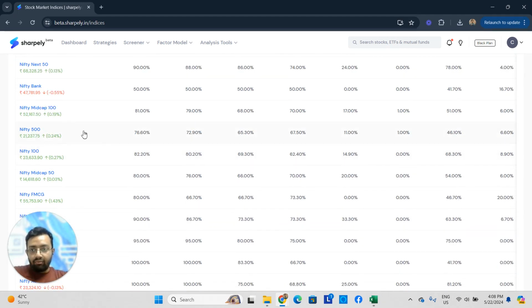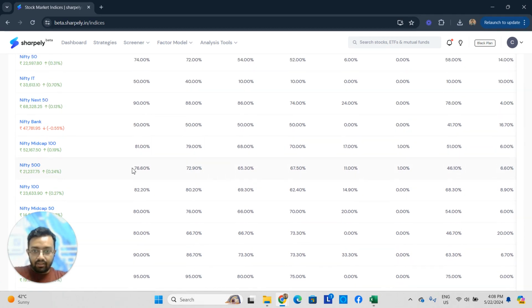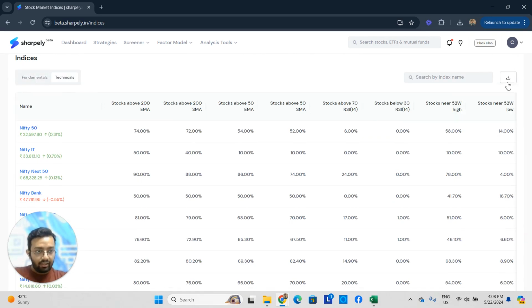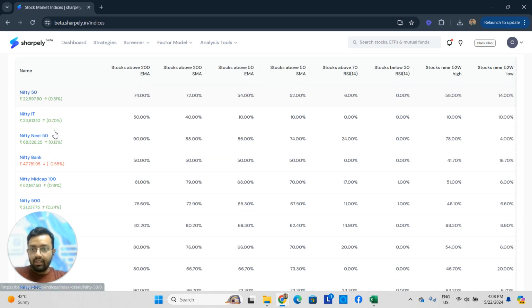Now, for example, I have seen that 76% of Nifty 500 stocks are right now above 200 EMA. So I want to dig deep and then find more data about this index. So for that, this is now more granular level. So we have the bird's eye view of different indices based on both fundamental and technical data points. And again, you can download the same, export to Excel or CSV file. This whole table will be exported, right?